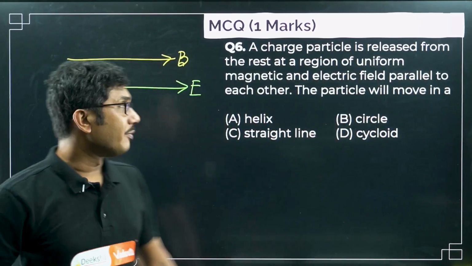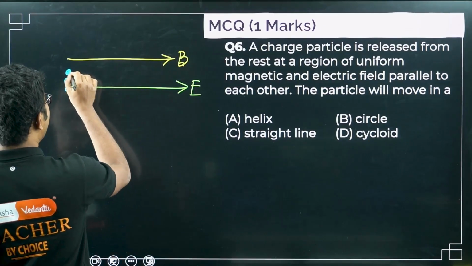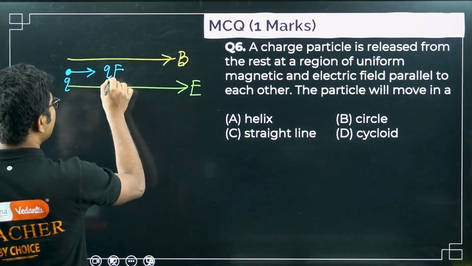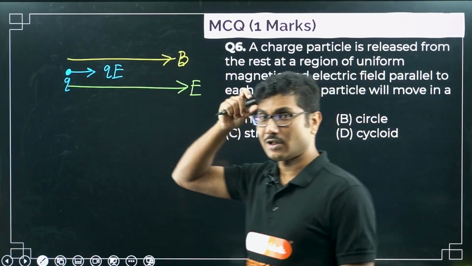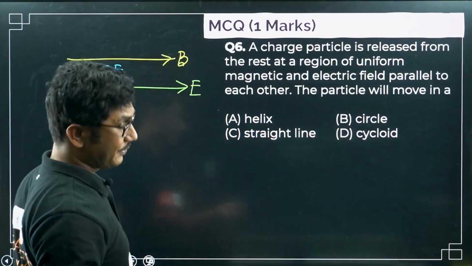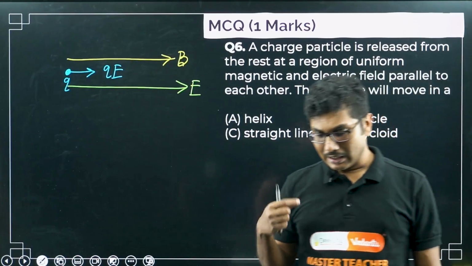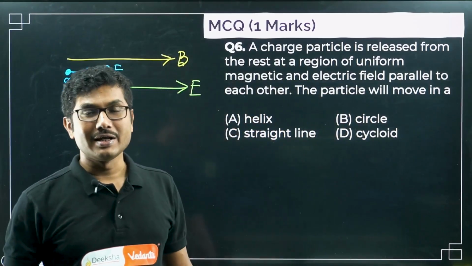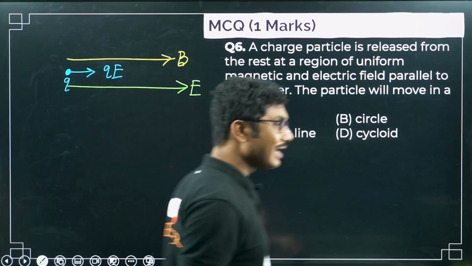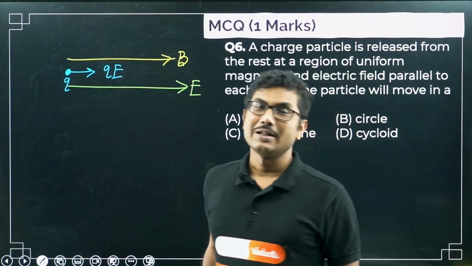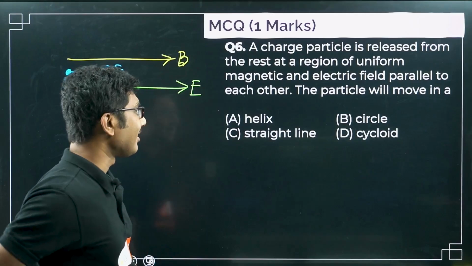Okay, so first of all, because it is at rest, magnetic force will be 0. Initially the electric force will act on it. Electric force will be Q times E, right? So the particle will start accelerating in the direction of the electric field, if it is a positive charge. If it is negative charge, it will move in the opposite direction. But in both cases, the angle between magnetic field and electric field will be 0, so the particle will not experience any magnetic force, so it will move in a straight line, right?